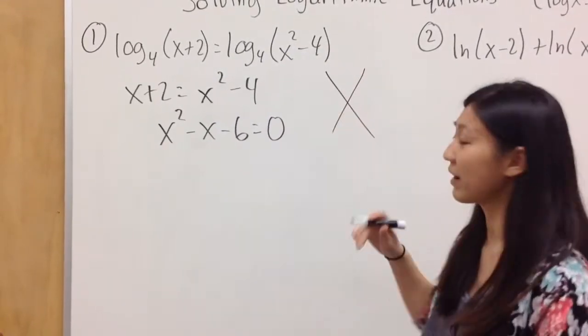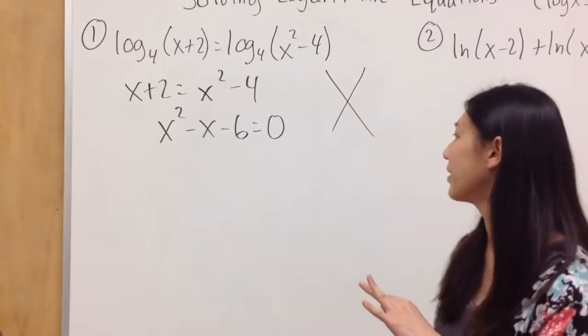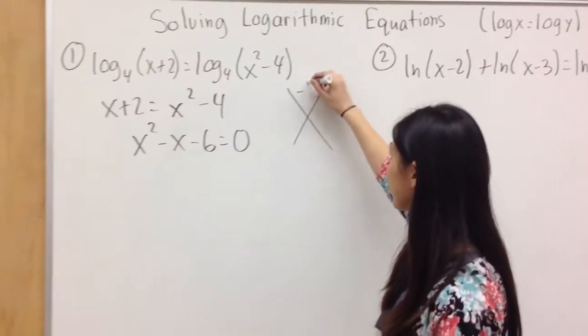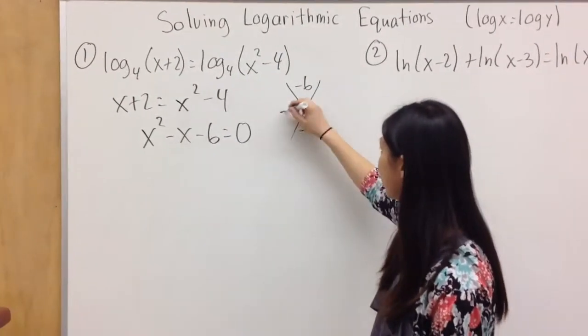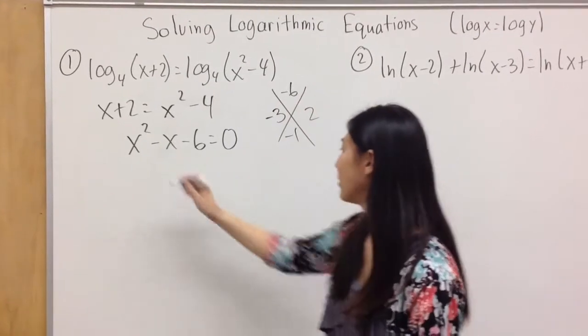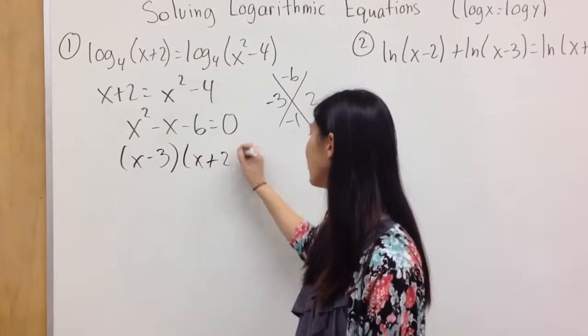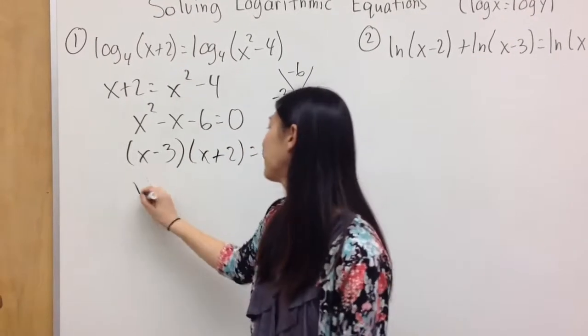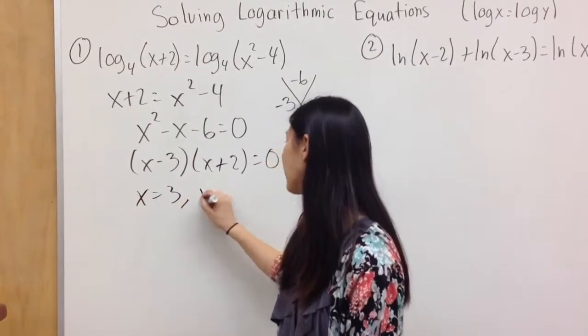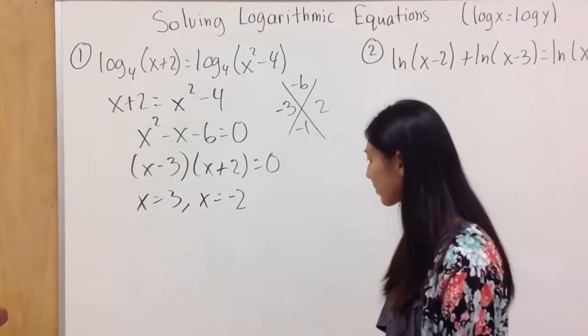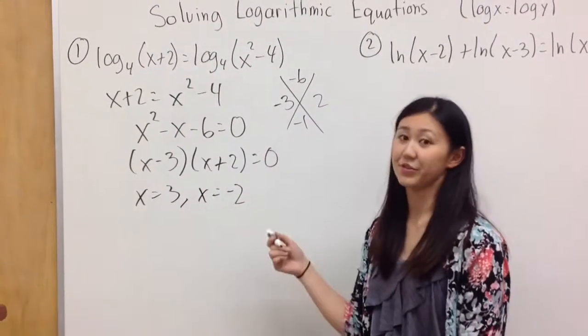So this is just the way that I factor it. You can factor it any way you want to do it. The negative 6 is going to go on the top. Negative 1 will go on the bottom. We have negative 3 and 2. So this is x minus 3 times x plus 2 equals 0. And we have x equals 3 and x equals negative 2. So these are our answers.